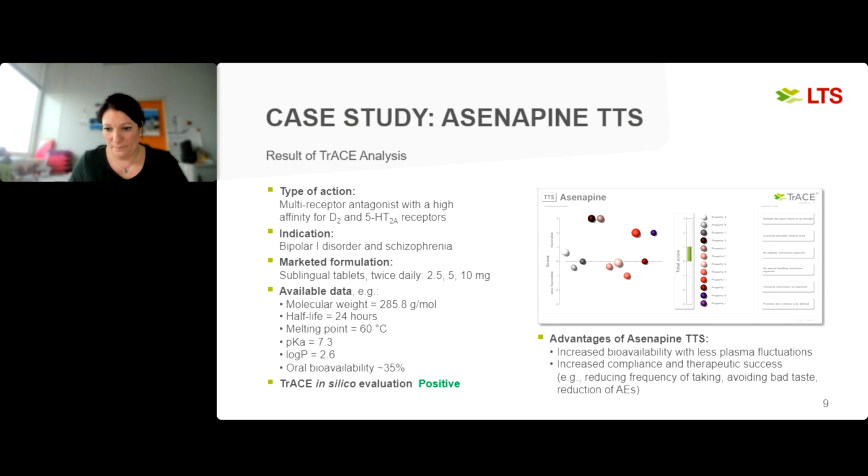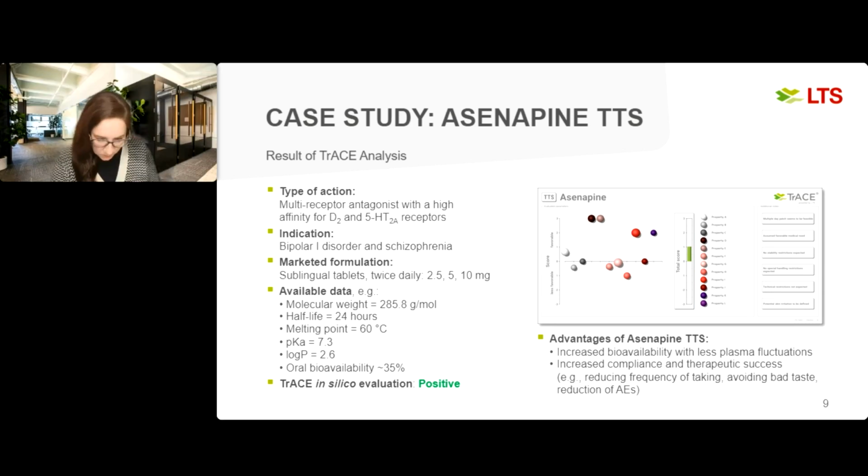Okay, we have a few more minutes before the end of the webinar, so let's check if we have another question today. What is your choice, like only stratum corneum or full skin?